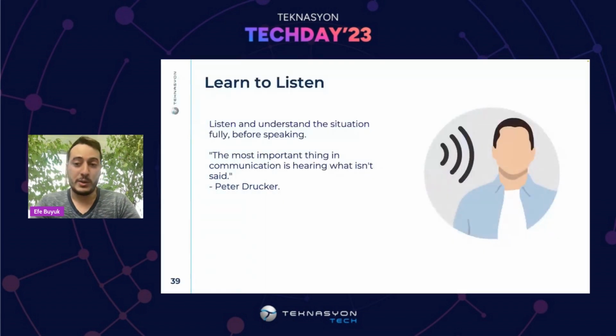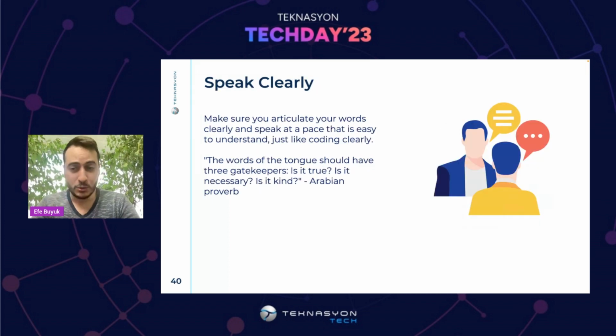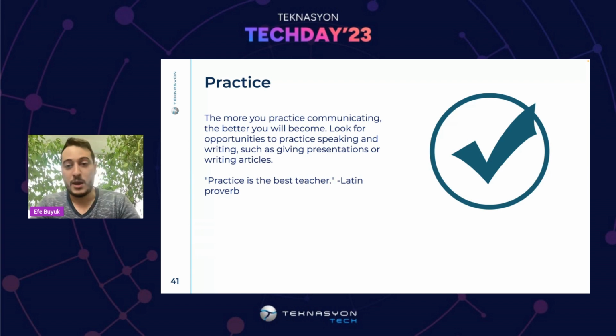You need to learn to listen before speaking, because understanding is more important than speaking in communication. As Peter Drucker said, the most important thing in communication is hearing what isn't said. And you need to speak clearly to be more understandable, like you code clean. And you need to practice a lot, because practice is the best teacher, and you should always practice to be better at everything in general, actually.